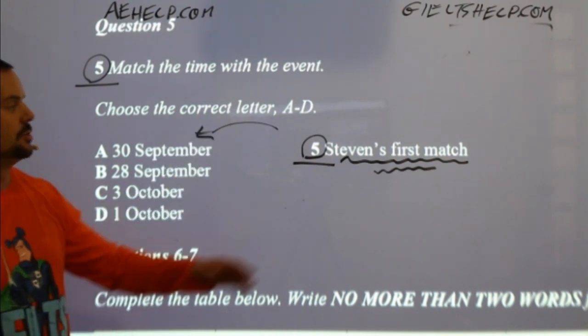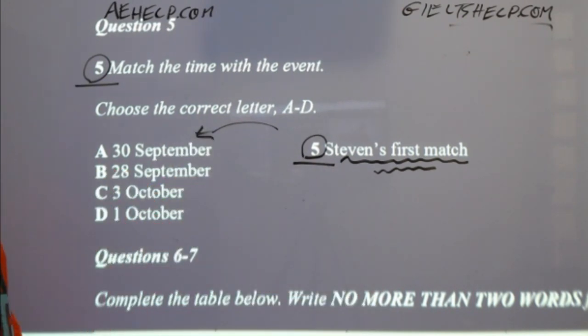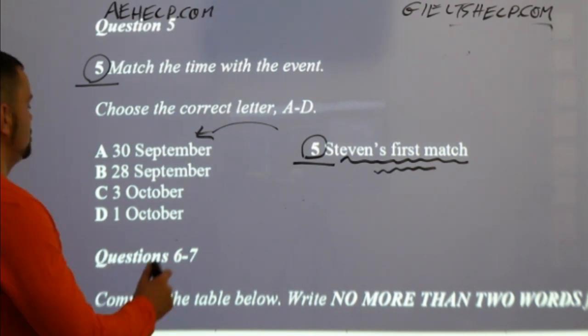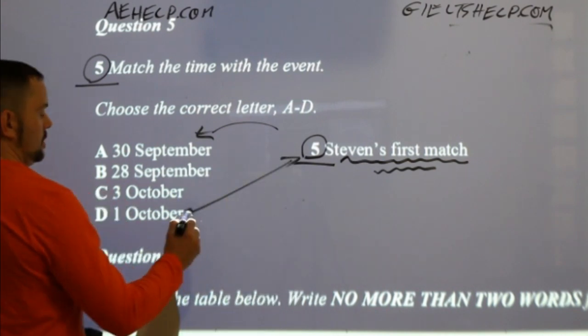Okay, so Steven's first match is A, B, C, or D. Bashar, yeah, you can write all in capital letters for the listening and reading. So his first match is October 1st.